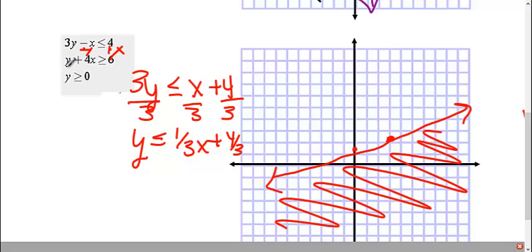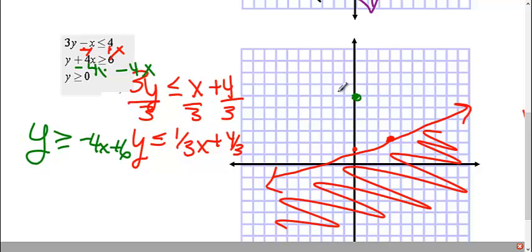Okay, next here, I'm going to do the same thing, so I need to subtract my 4x. So I get y is greater than or equal to negative 4x plus 6. So at 6, I'm going to put my dot. 1, 2, 3, 4, 5, 6. And my slope is negative 4. So down 4, 1, 2, 3, 4, to the right 1. I'm going to use a solid line.